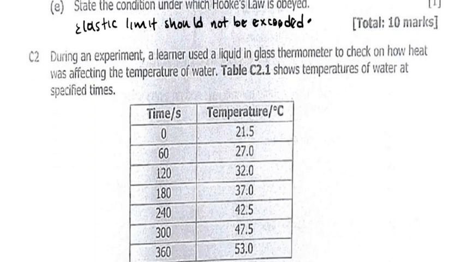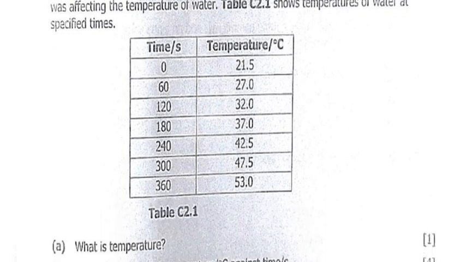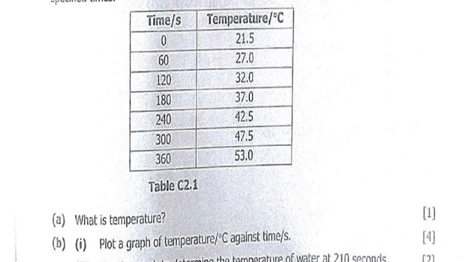During an experiment, a learner used a liquid in glass thermometer to check how heat was affecting the temperature of water. Table C2.1 shows temperatures of water at specified times. What is temperature? Just a definition. In simplicity, temperature is defined as the measure of coldness or hotness of a substance. As simple as that. Then plot a graph of temperature against time.